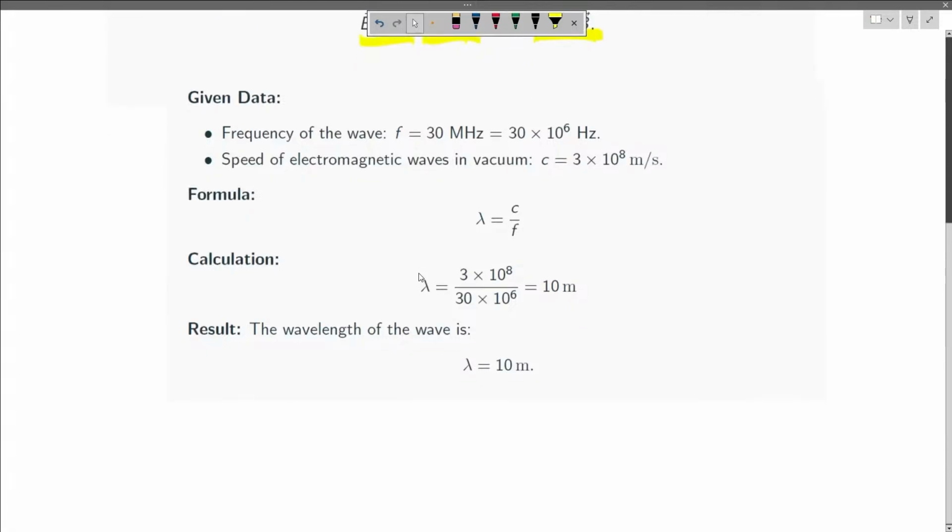Now we have to find out the wavelength of the wave whose frequency is 30 megahertz. So the frequency of the wave is given as 30 megahertz or 30 into 10 to the power 6 hertz. The formula for calculating wavelength is the speed divided by frequency. So speed is going to be 3 into 10 to the power 8 meter per second, which is constant, and frequency is 30 megahertz. After dividing it, we will get a value of 10 meter, that is, wavelength is 10 meter.